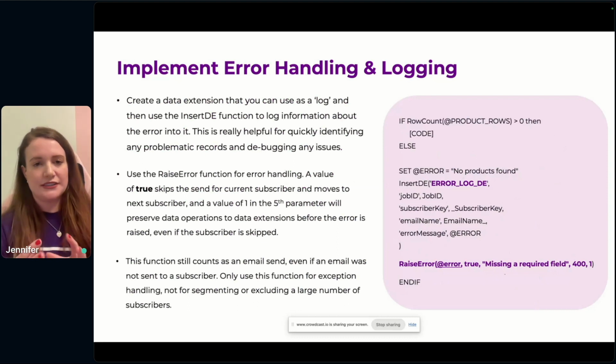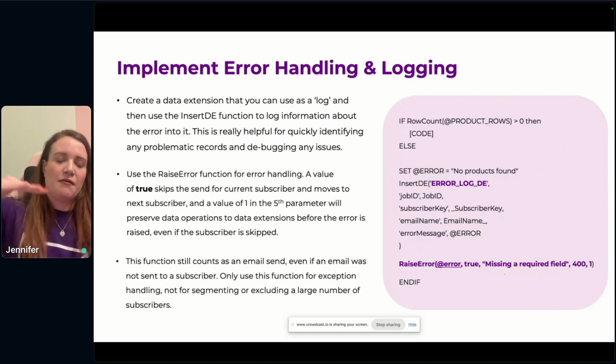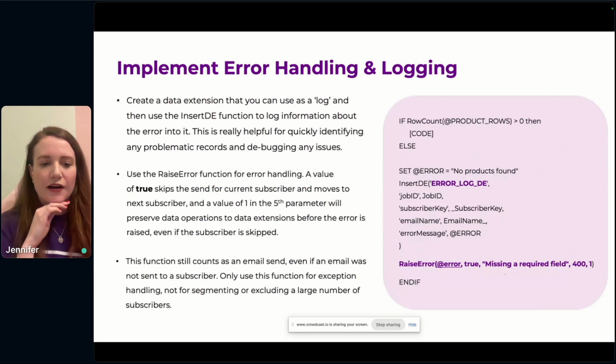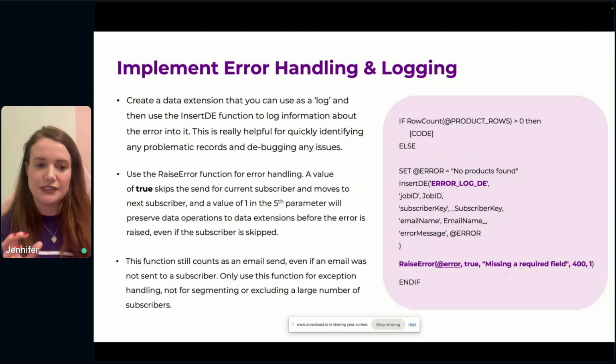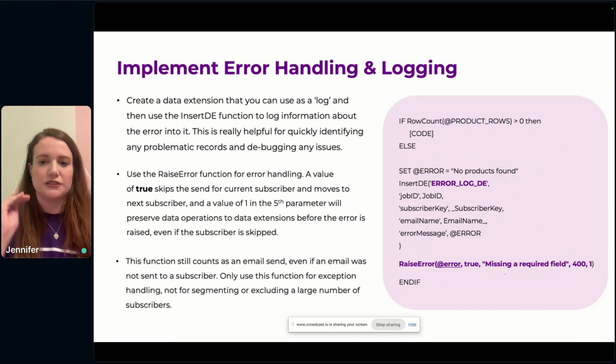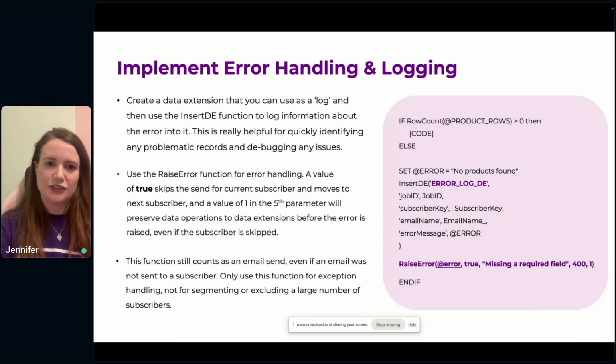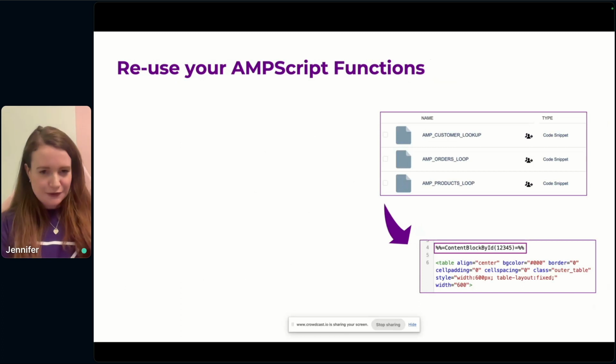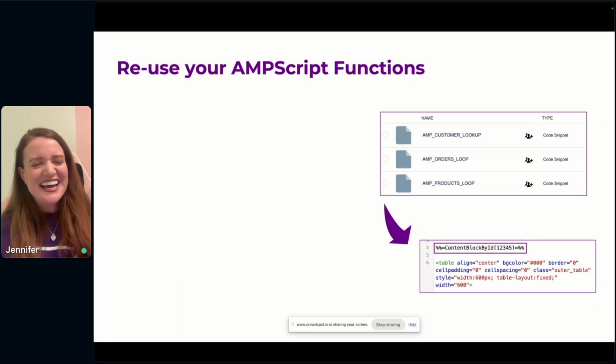And usually in Marketing Cloud, depending on your contract, you'll have a set number of sends that you're allowed to execute within your contract. So only use this function for exception handling. Don't rely on it for segmenting or excluding a large number of subscribers, because it's still going to count towards your allocation. Final tip, we're nearly there, so thanks for bearing with me, guys.